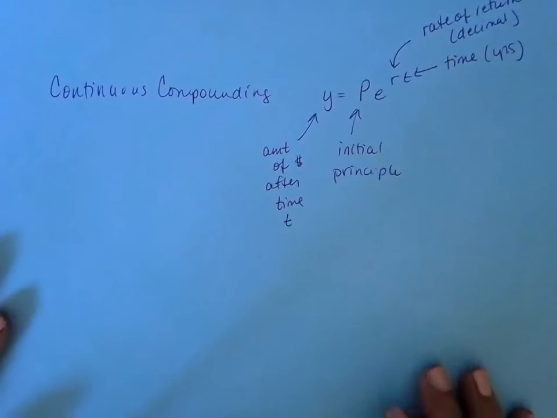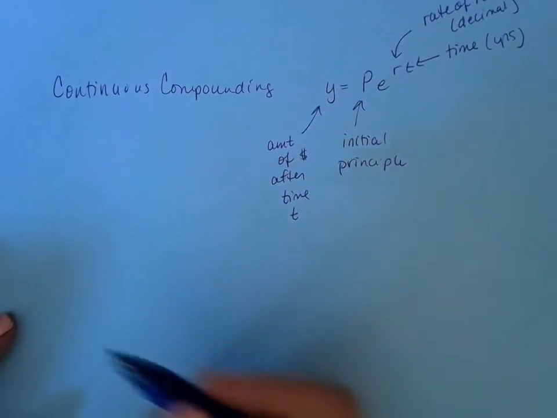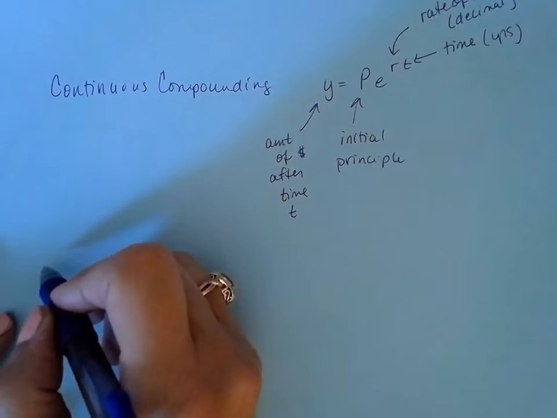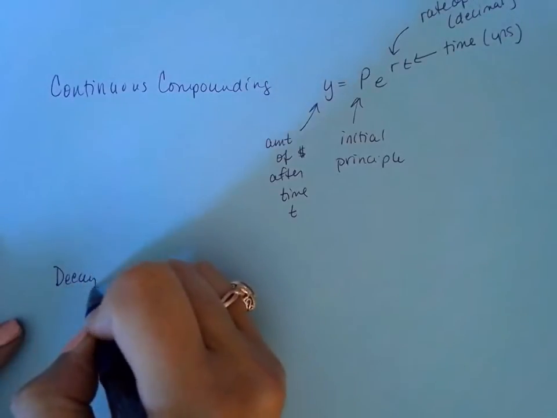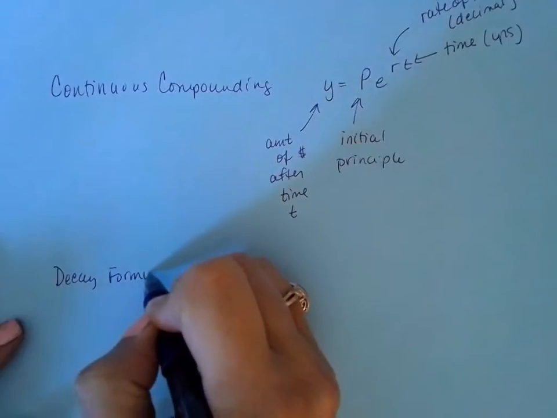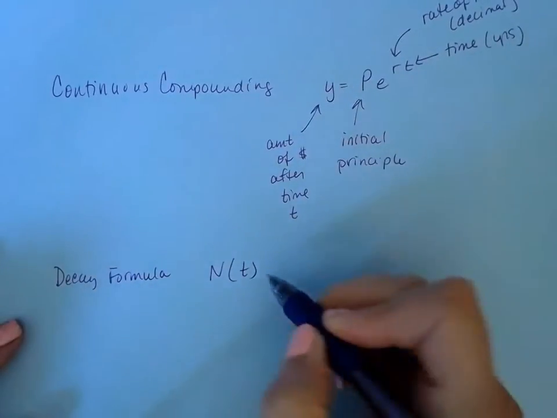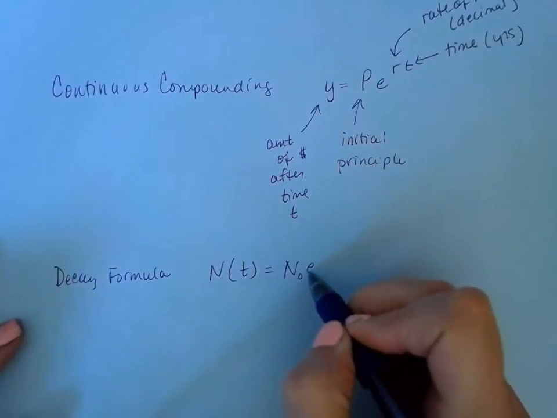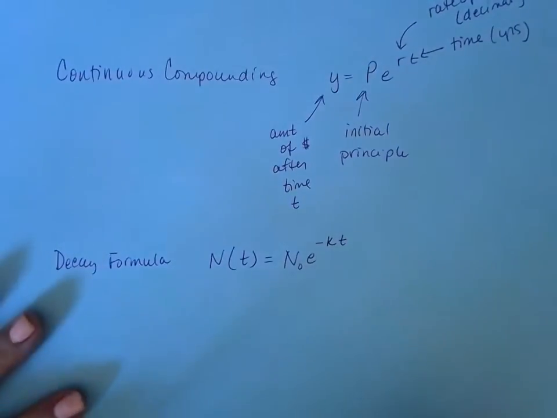The next formula is very similar to this one, and sometimes I call it the NERT formula, but it's basically a decay formula. So I'm going to say decay formula. N of T is equal to N sub 0 times E to the power of negative K times T. And I'll tell you what everything is.